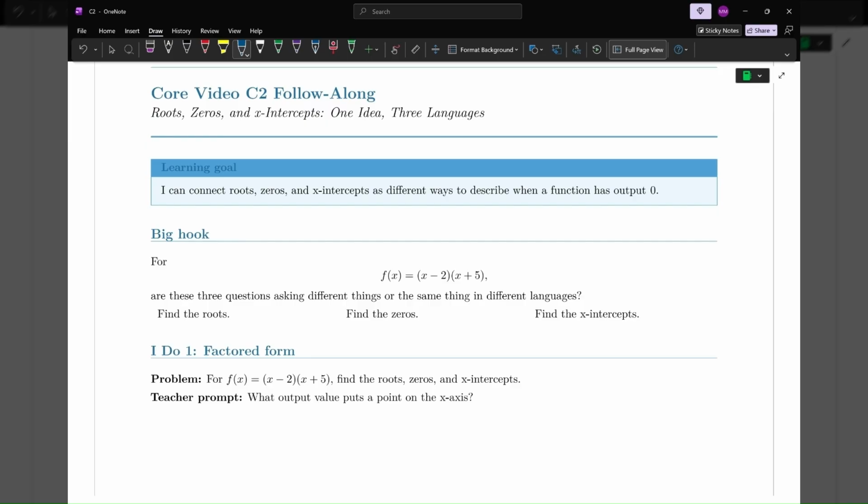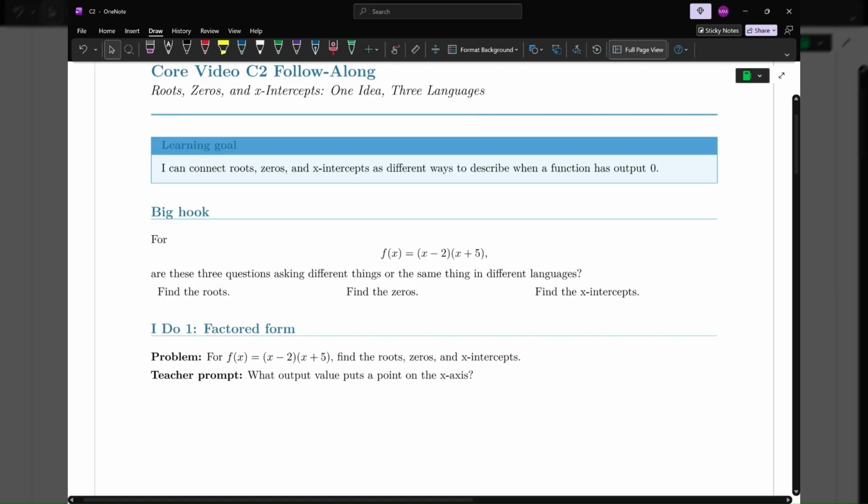So our hook is we have a function, f of x equals x minus 2 times x plus 5. The question is, are these three questions asking for the same thing or are they asking for different things? Find the roots, find the zeros, find the x-intercepts. So let's start by looking at this question. You've thought about it a little bit. Let's take a look at it.